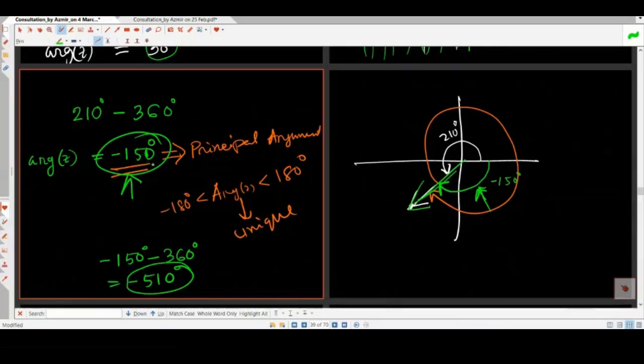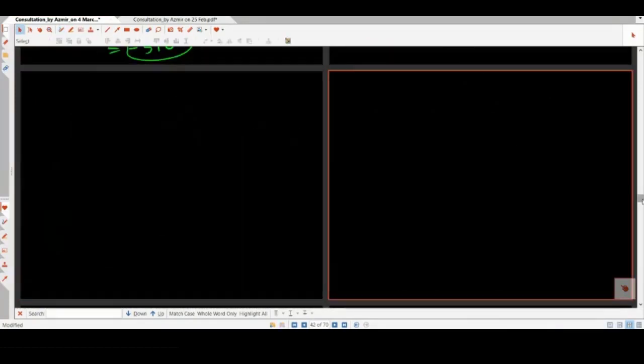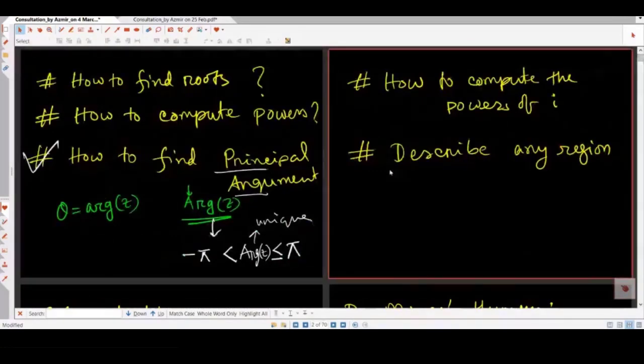So it is the principal argument, because it is going with this inequality. So this is going with the definition of principal argument, and you know the definition that principal argument lies in between negative 180 degree to positive 180 degree, or it can be equal to 180 degree. But the main theme is that the principal argument is unique. I hope you have understood how to find the principal argument.